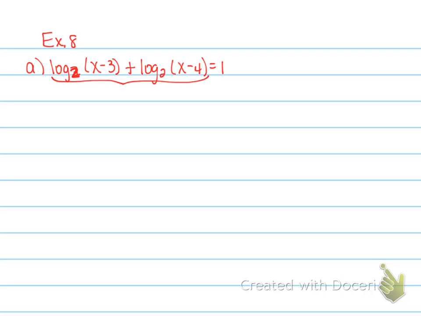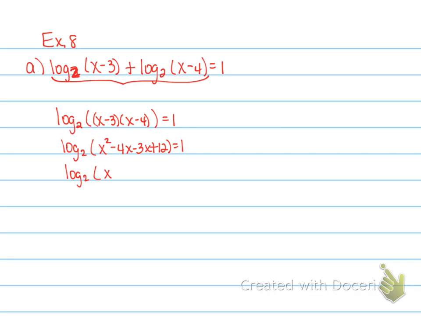Alright, we have 2 log base 2, so we can combine them. They're being added, so we can combine them with multiplication. So log base 2 of x minus 3 times x minus 4 equals 1. And we could go ahead and do our FOIL. So log base 2 of x squared minus 4x minus 3x plus 12 equals 1. Combine those middle like terms. So x squared minus 7x plus 12 equals 1.